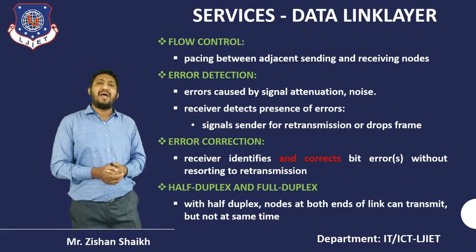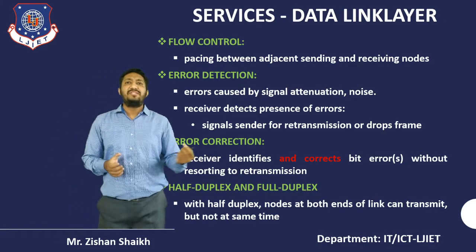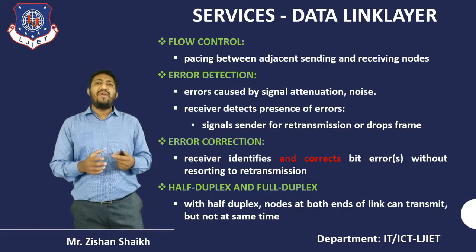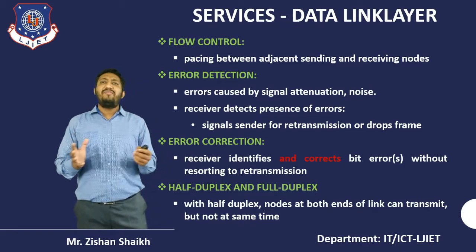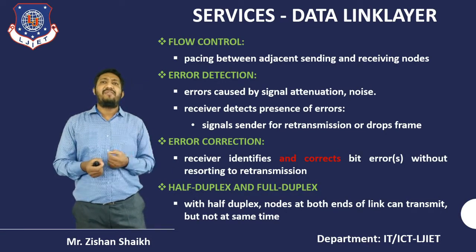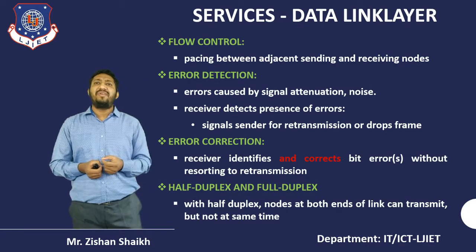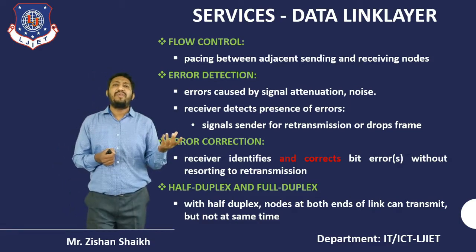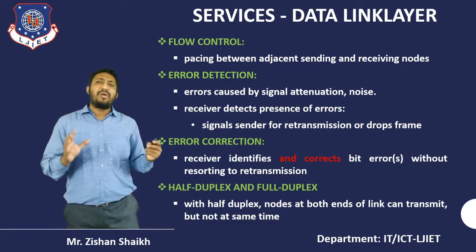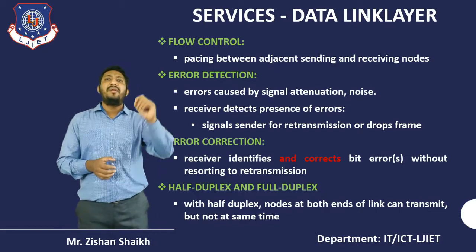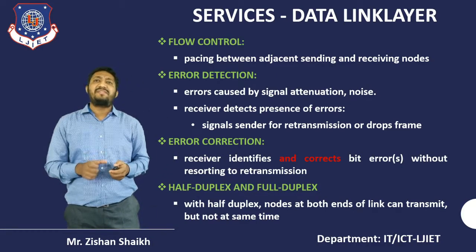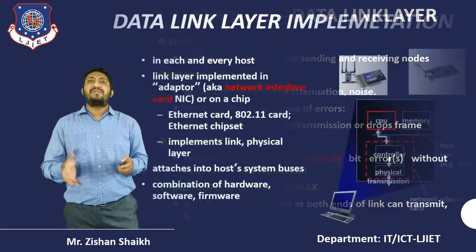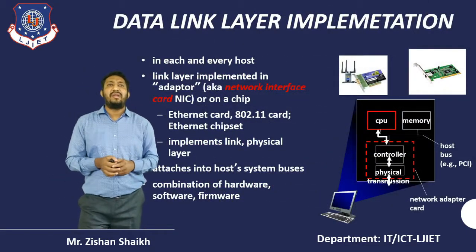Next one is half duplex and full duplex channel capabilities. Half duplex uses one-way traffic communication. At a time we can either send data or receive data. But with full duplex, it will send and receive data simultaneously. So those are the services provided by our data link layer.